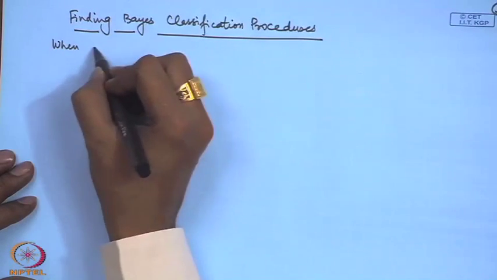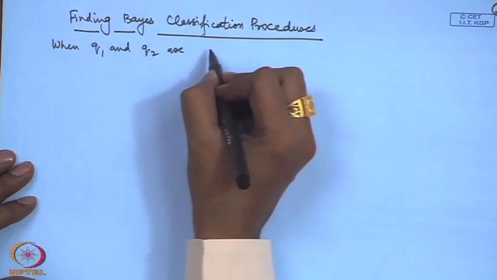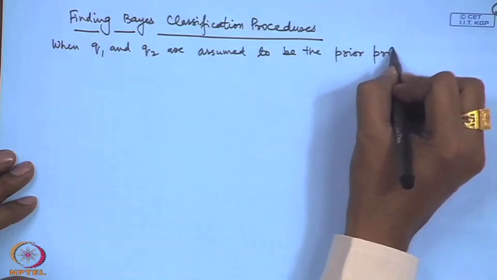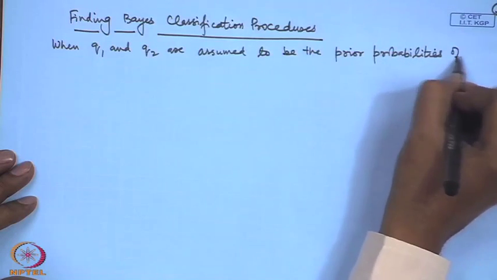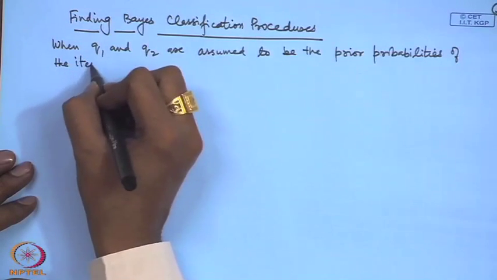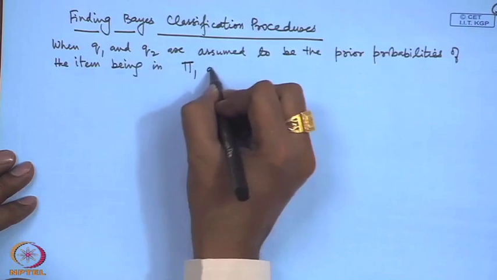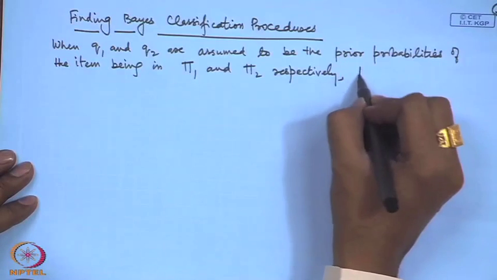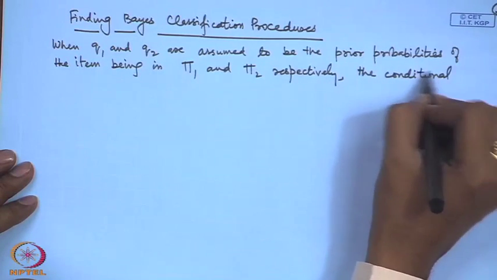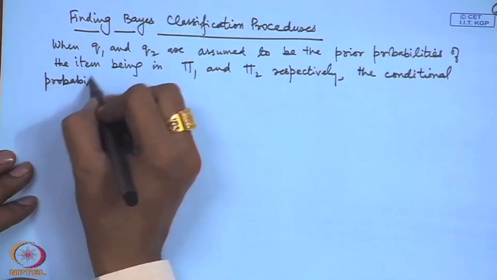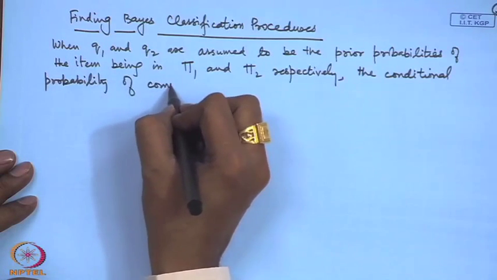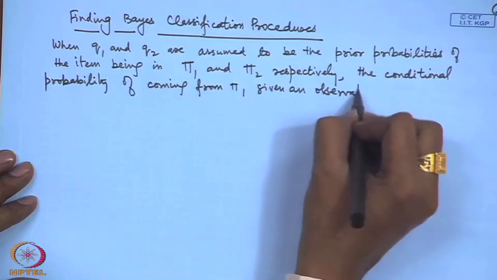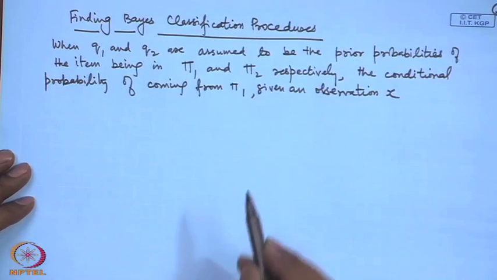So, when Q1 and Q2 are assumed to be the prior probabilities of the item being in π1 and π2, then we consider the conditional probability of coming from π1 given an observation x. Given an observation x, what is the conditional probability that it came from π1?